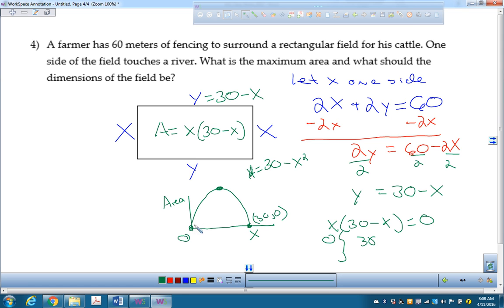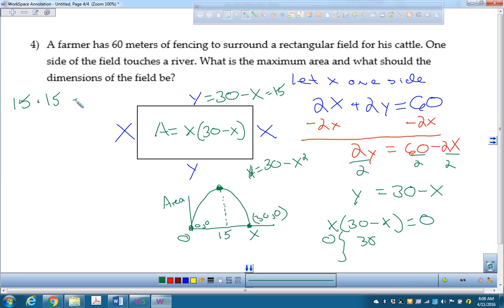So this is the point 30, 0. This is the point 0, 0. What's halfway in between? 15. What? I wrote 12. I don't know why I wrote 12. But 15 goes right here. And if x is 15, what's y? 30 minus 15. What's that? 15. So what is the maximum area? What should the dimensions be? The dimensions should be 15 by 15.